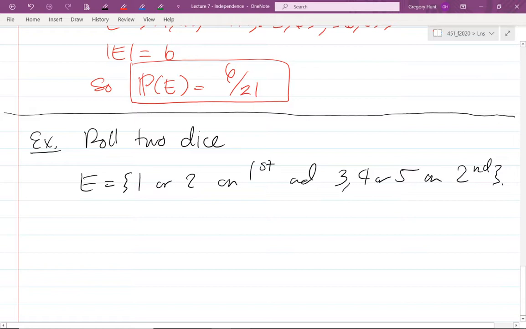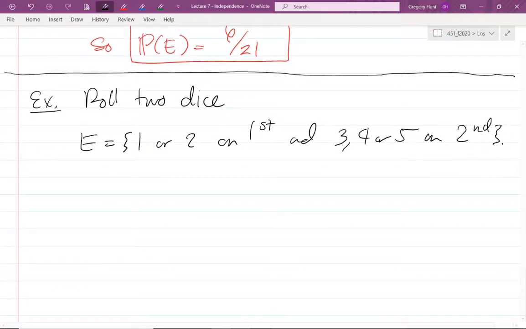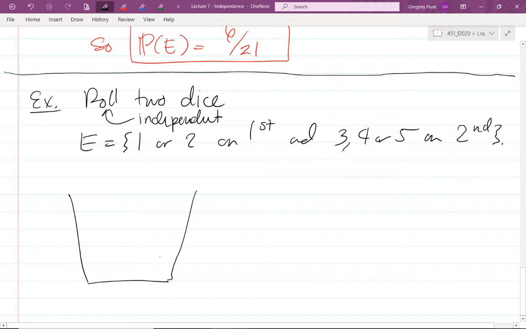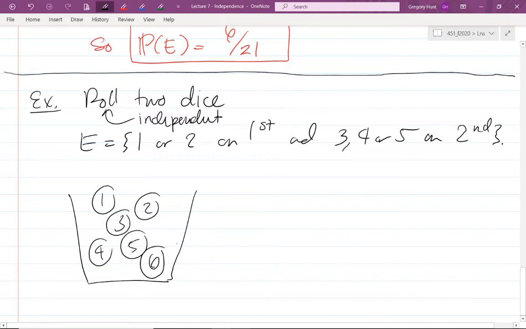Now, if I have independent rolls, so these things are independent, here's how I can think about the problem. I have a basket with 1, 2, 3, 4, 5, 6 in my basket. I'm going to sample one of these out of the basket, right? So I'm going to take 6, maybe. That's my first one. Doesn't really matter. And then I'm going to replace it.